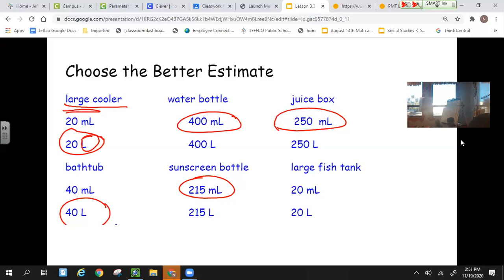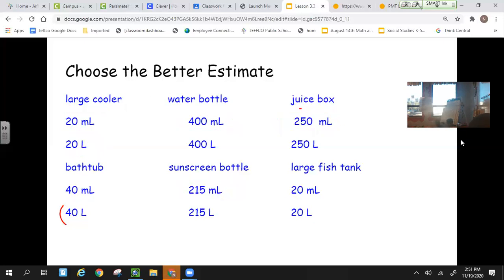It's a smaller item. All right, large fish tank, 20 milliliters or 20 liters, Abby? Large fish tank. Excellent. It's a large fish tank. You need a large unit. The fish would not survive 20 milliliters of water. They would not be happy. Okay. All right. You guys are rocking the metric system.